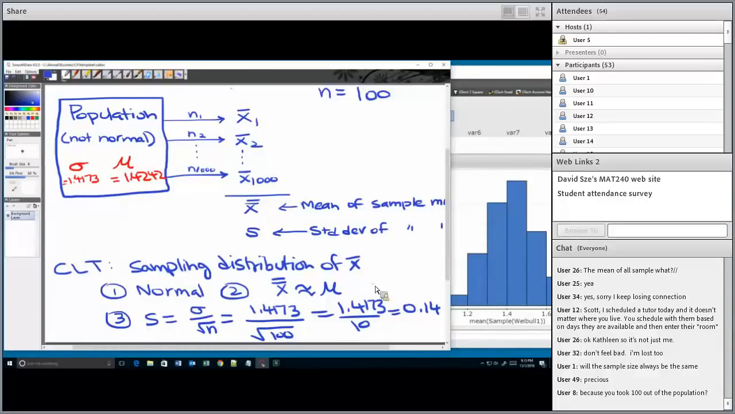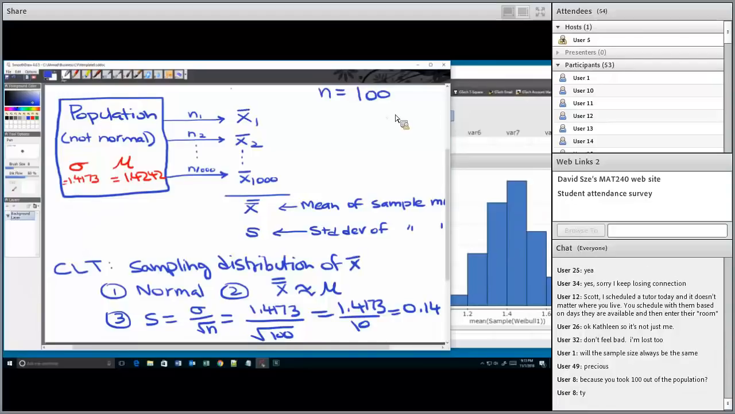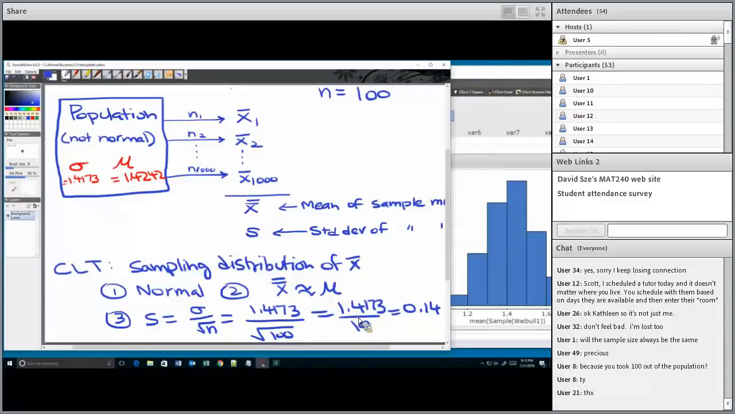Each time I took a sample, my sample size was 100, so I kept the sample size the same. When I put the recording up, go over this explanation one more time.